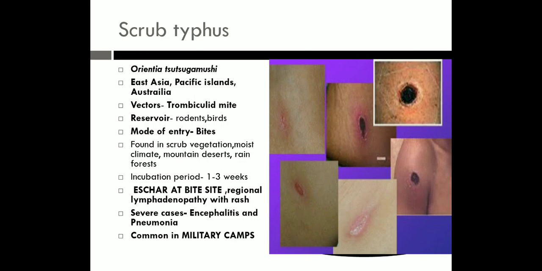So whenever we examine, or whenever we take a clinical history from patients with fever, with rashes, etc., we should always look for evidence of the bite of these vectors in the form of eschar. So that is very, very important as far as scrub typhus is concerned. In severe cases, you have encephalitis and pneumonia.